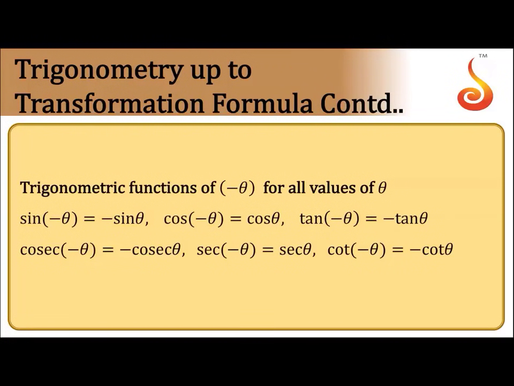Let us proceed to the trigonometric formulae related to negative angles. Sine minus theta is equal to minus sine theta, cos minus theta is cos theta only, whereas tan minus theta is minus tan theta, cosecant minus theta is minus cosecant theta, secant minus theta is secant theta, and cot minus theta is minus cot theta. So for sine, cosecant, tan and cot, the trigonometric function of minus theta is minus of the trigonometric ratio. Otherwise, cos and secant are the even functions.